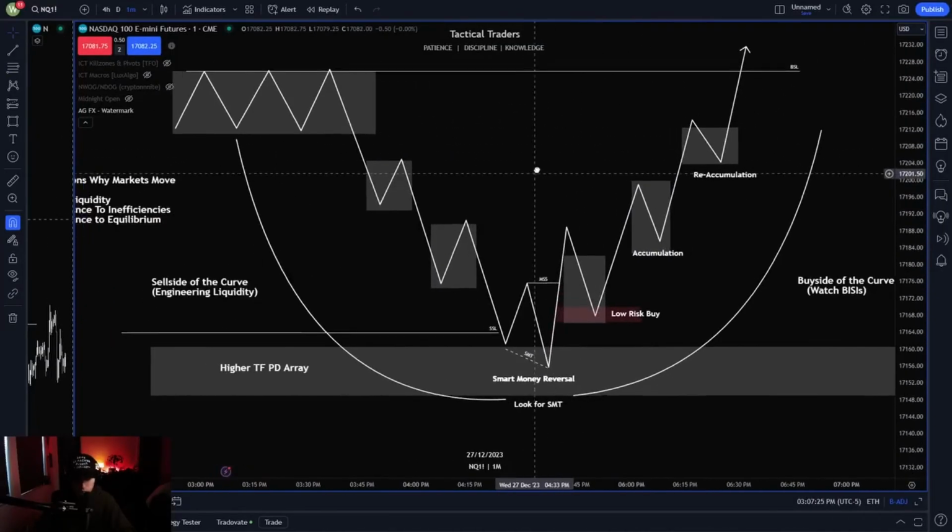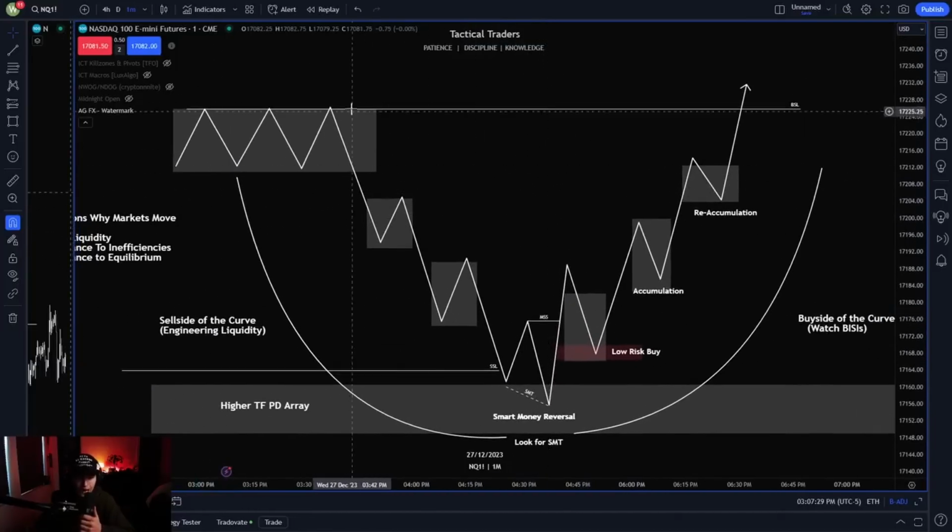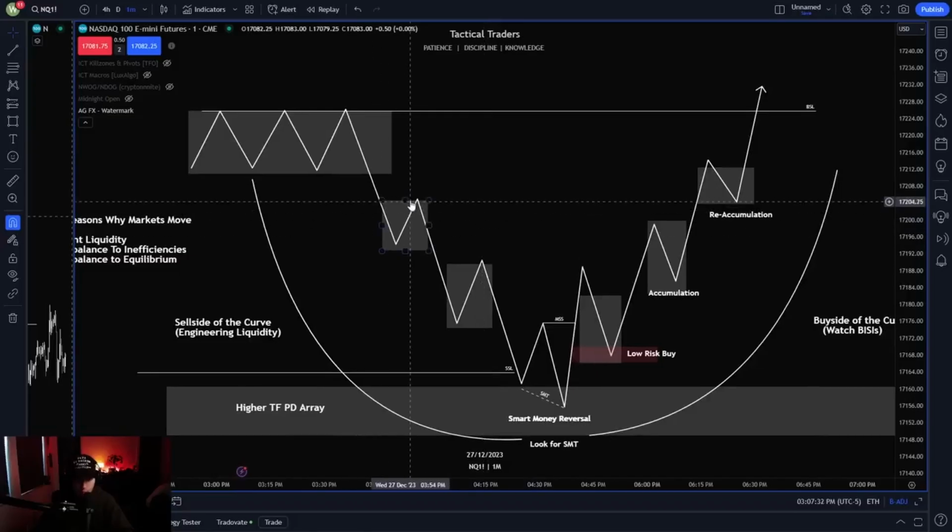Now, once we have the smart money reversal, what is engineering liquidity? Well, on our way down, you notice that we put in these swing highs.